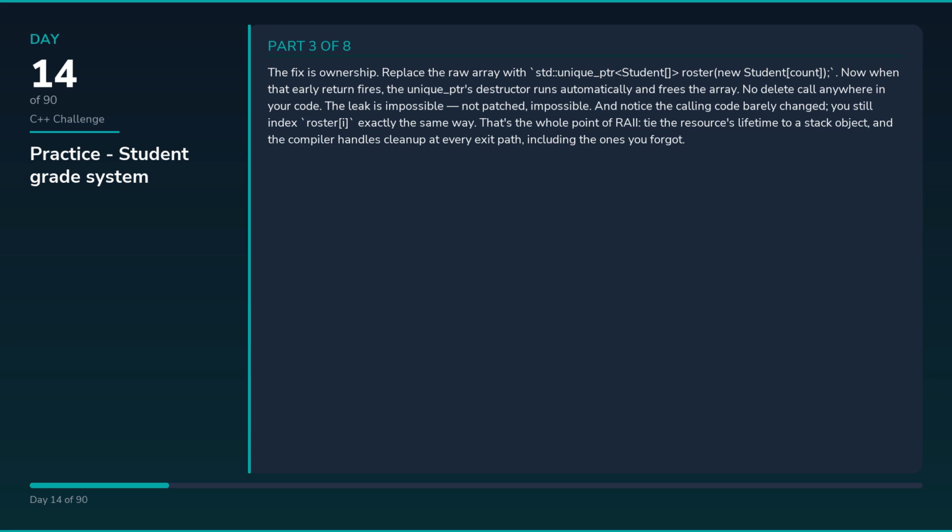The fix is ownership. Replace the raw array with std::unique_ptr<student[]> roster(new student[count]). Now when that early return fires, the unique_ptr's destructor runs automatically and frees the array. No delete call anywhere in your code. The leak is impossible, not patched, impossible.